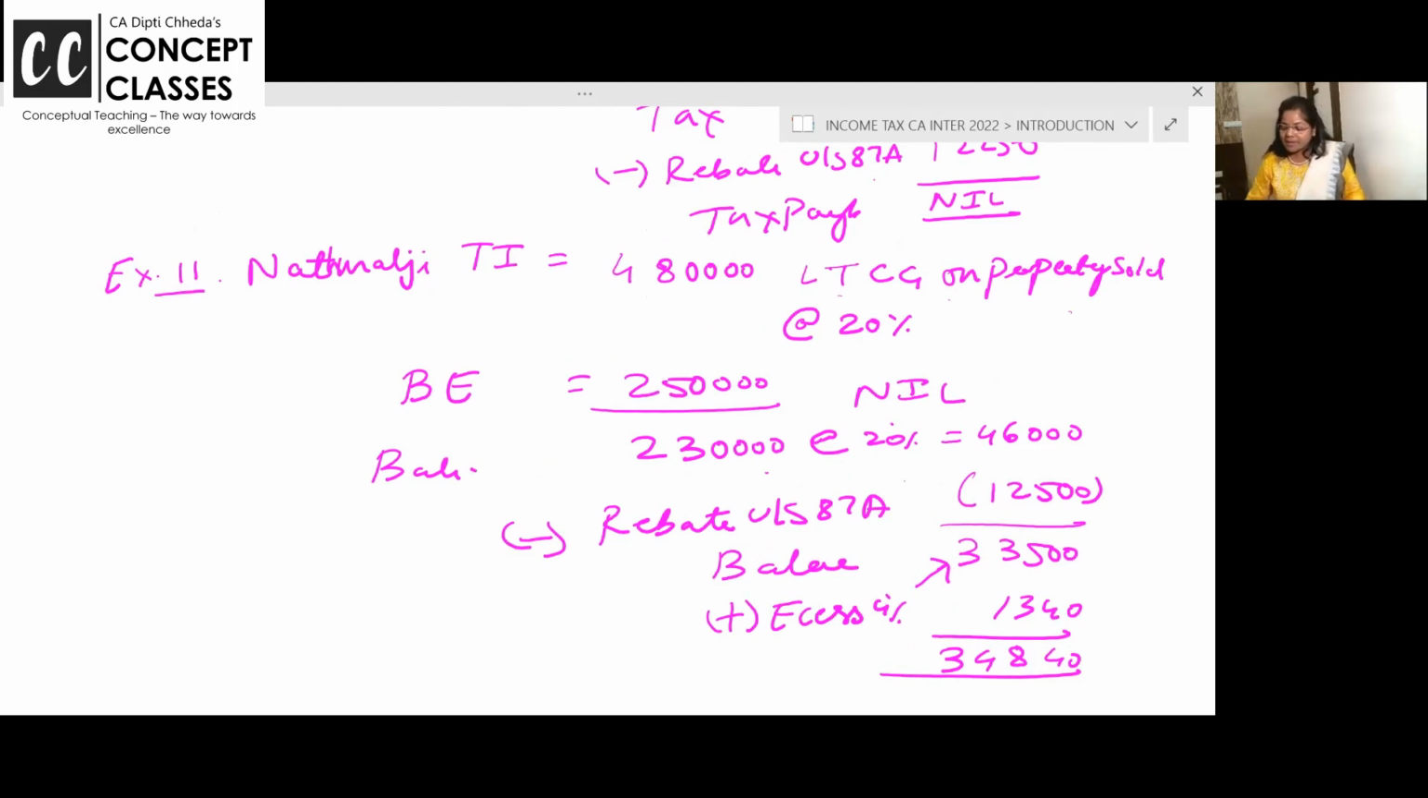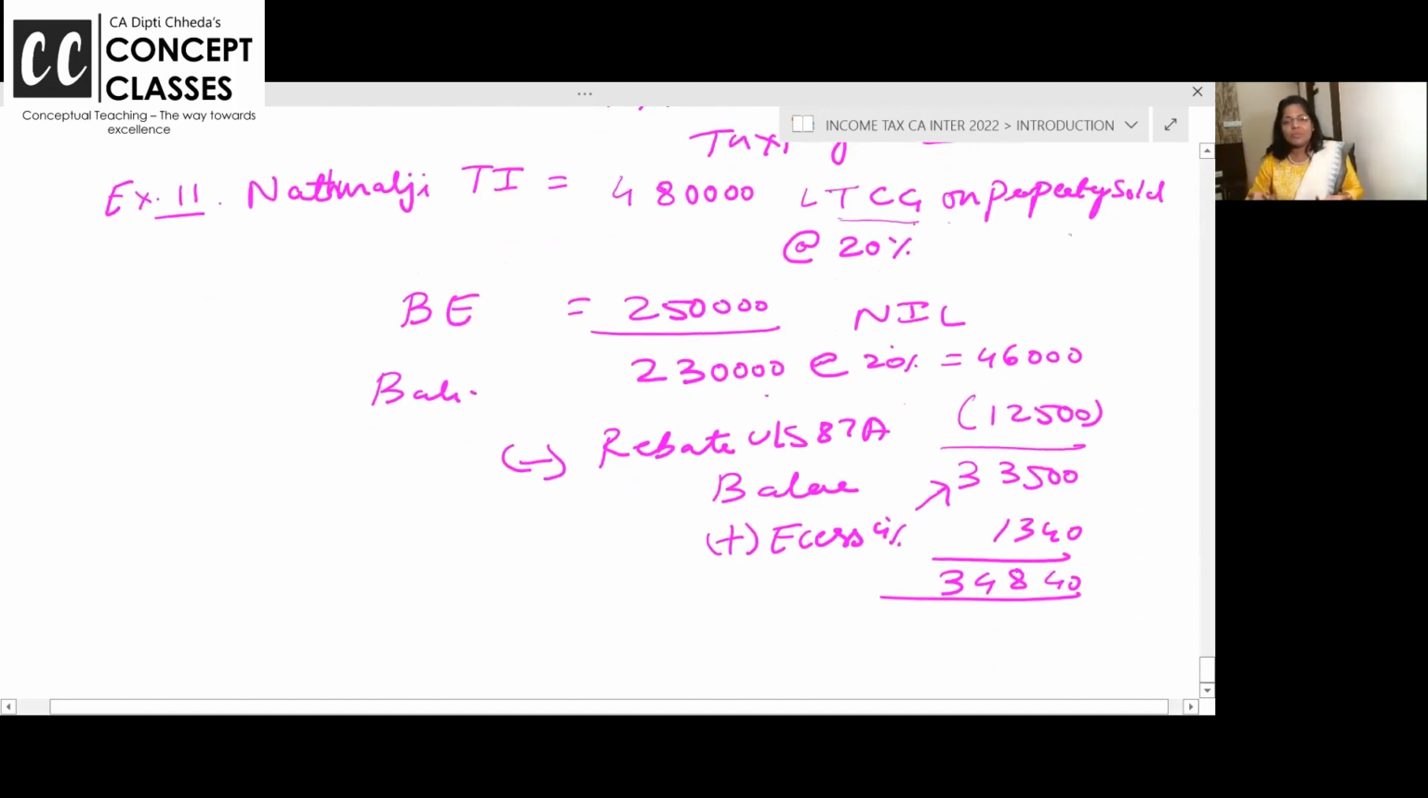Okay. But some of you have doubt, why did I tax it at 20%? Because in the problem it was given that Nathmal ji got this 4,80,000 profit as long-term capital gain, which is a name for profit on property sold. And when you sell the property and you get capital gain, these tax rates of capital gain will be practiced with around 50 problems in the capital gain chapter. It's going to be 20% tax.